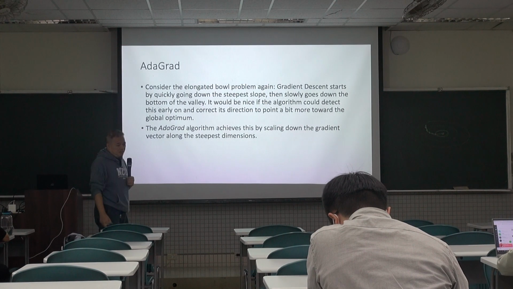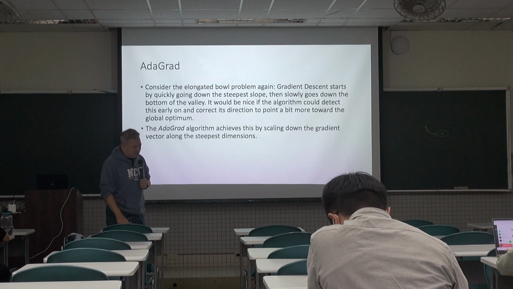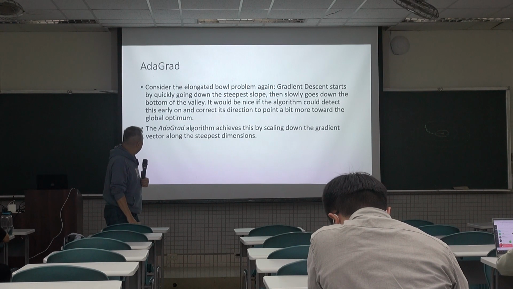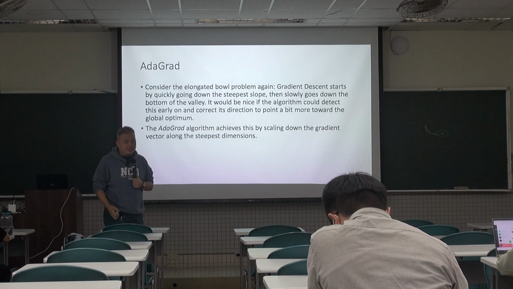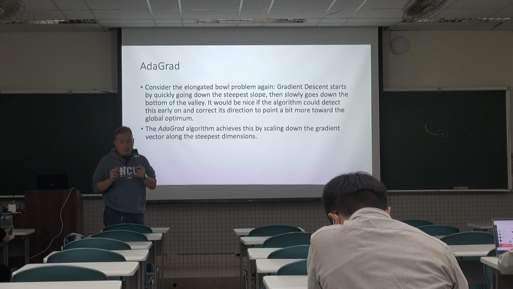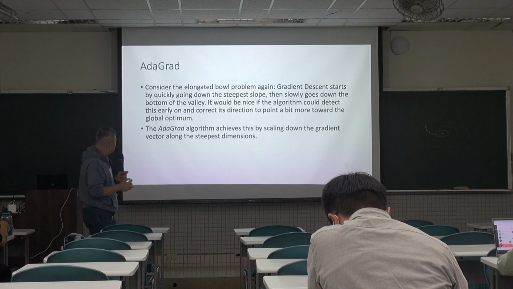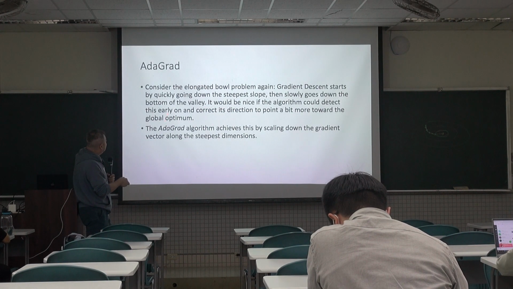For the following couple of optimizers, they are called adaptive optimizers, in the sense that it will automatically adjust the learning rate. So again, let's consider the elongated bowl problem.